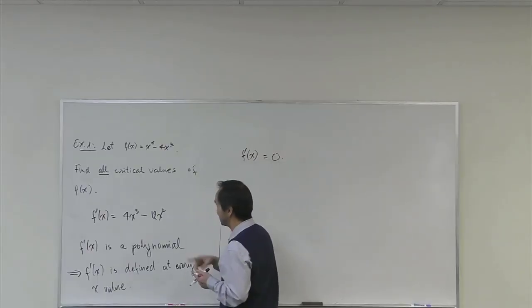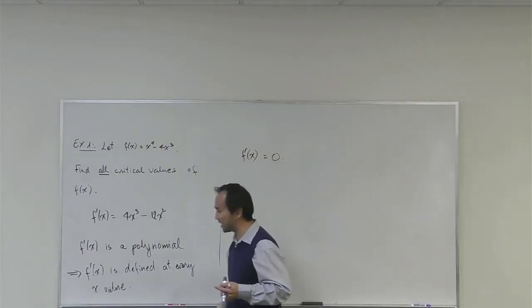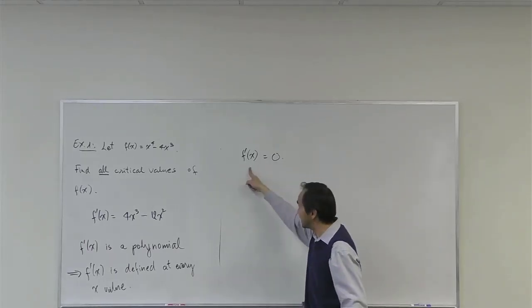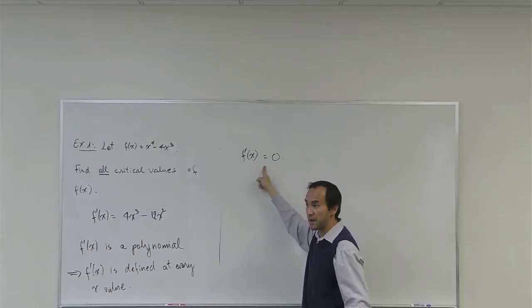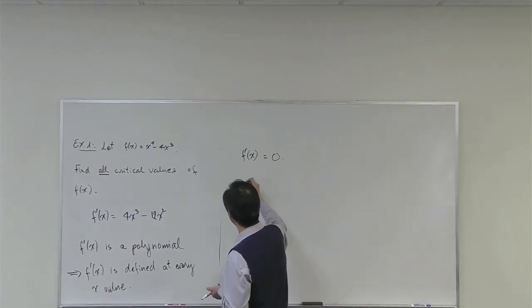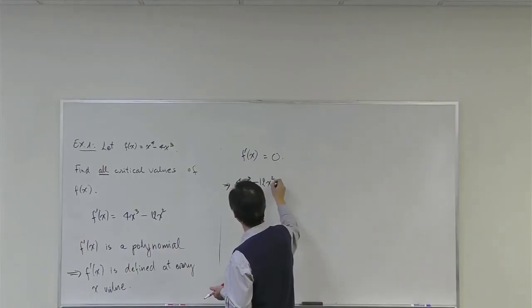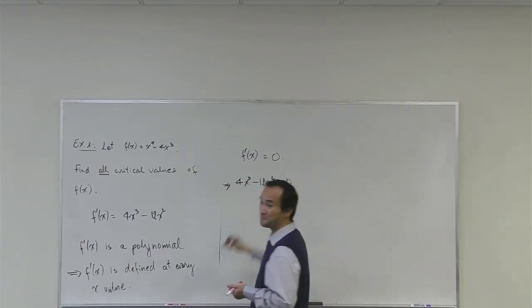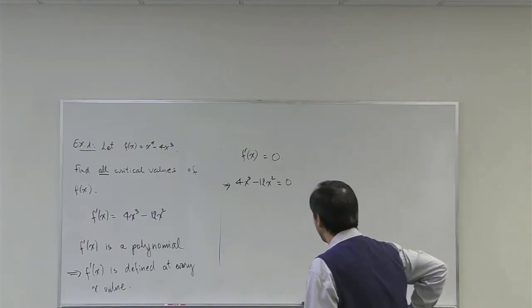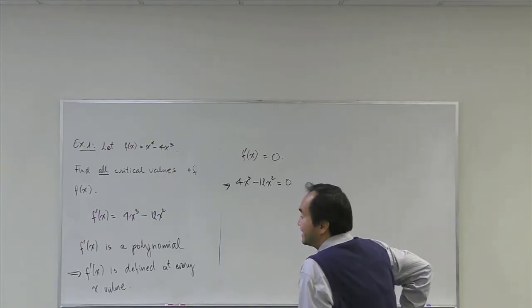Because once again, critical values aside from those being undefined that we already ruled out, the only possibility left is that f prime of x may equal 0 at some point. So setting f prime of x equal to 0 leads us to 4x cubed minus 12x squared equals 0. You all agree on that? Now we have produced the equation to solve for x. X is the unknown.